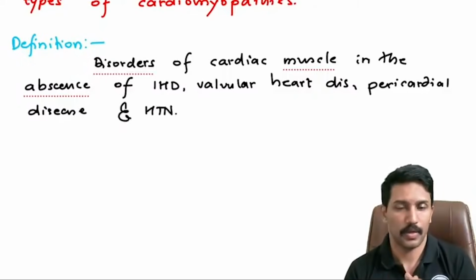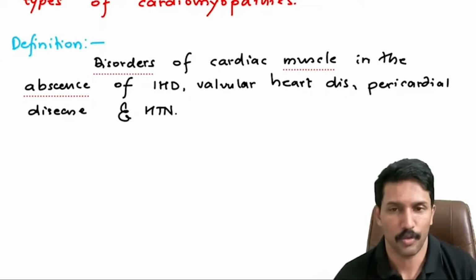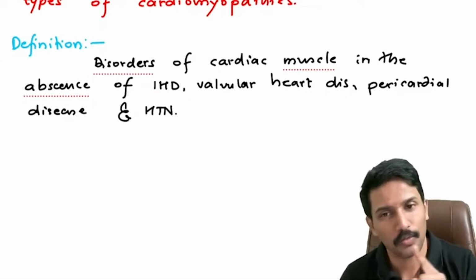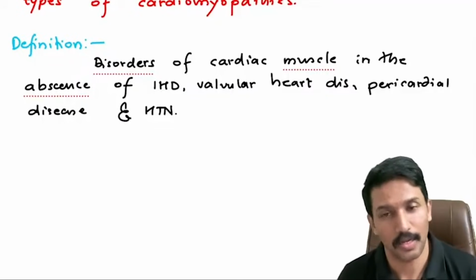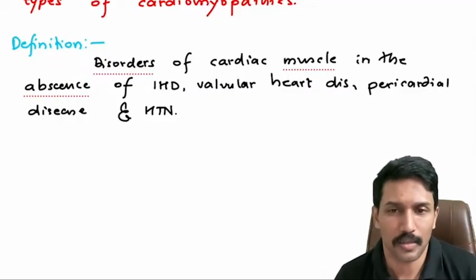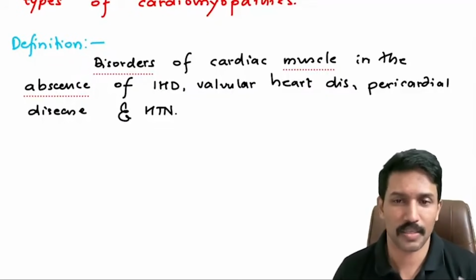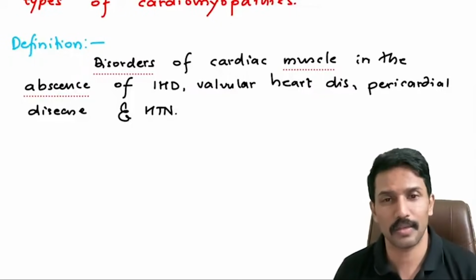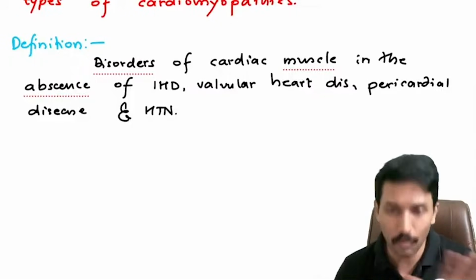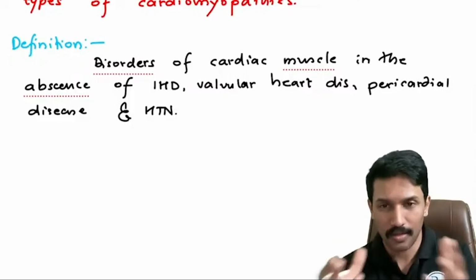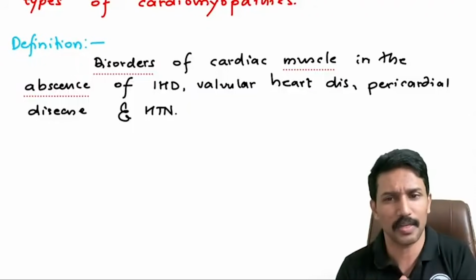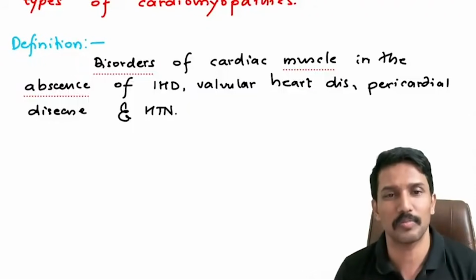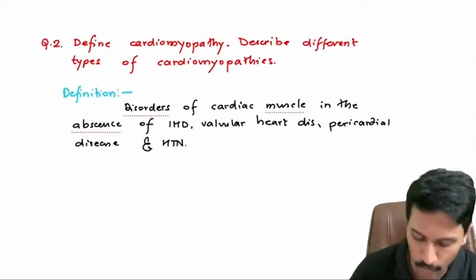Then we will call it cardiomyopathy. So if the muscle gets affected without hypertension, hypertension causes LVH, that's hypertensive heart disease. Aortic stenosis causes LVH, it is valvular heart disease. Ischemic heart disease causes dilatation of the left ventricle, it is ischemic heart disease. But if nothing of this is there, and still the heart is dilating or becoming hypertrophied or is not able to relax, something is wrong with the cardiac muscle, but these problems are not responsible. Then we will call it cardiomyopathies.